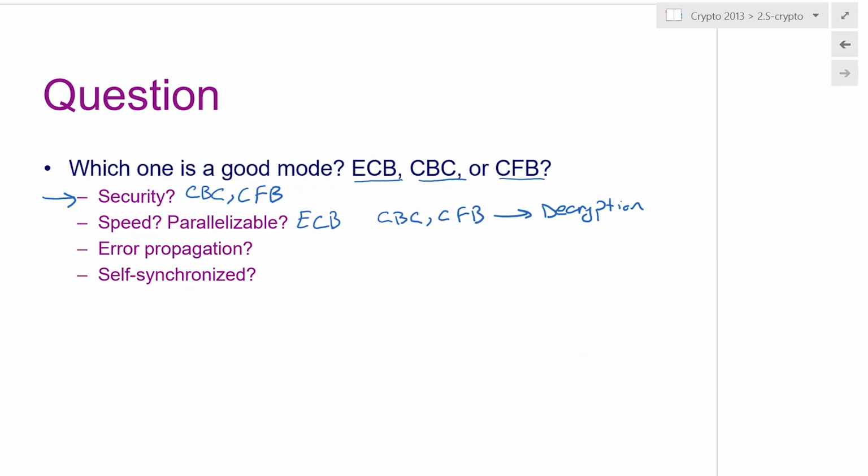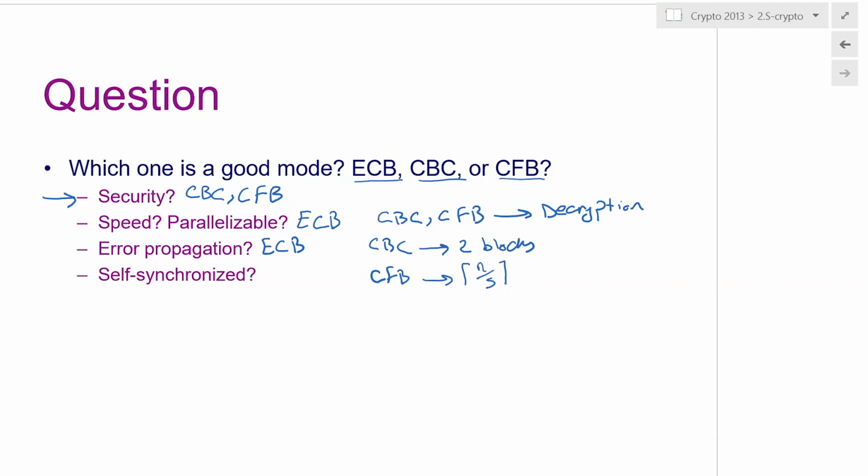Going back to that question, for error propagation, the best one is again ECB, because you would just miss one block. Then, from the number of blocks or characters that we would miss, CBC is next because CBC would only miss 2 blocks. And then the CFB, we said that it would miss n divided by S small blocks.